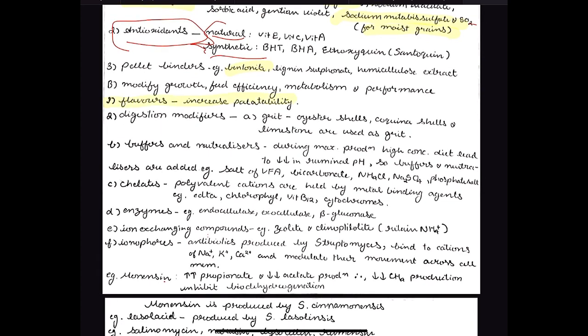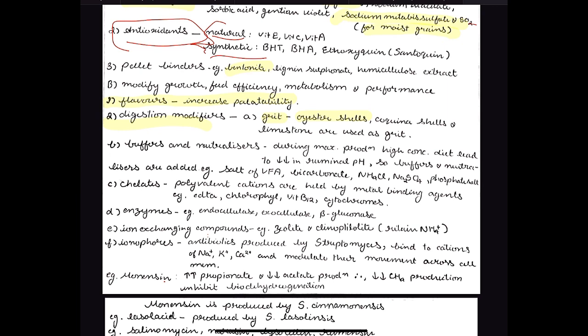Other than flavors, we have digestion modifiers. They affect digestion. Okay, how? So first we have grit. Grit are the substances which are present in the stomach for the grinding of the food. Okay, and the most important example is oyster shell. So oyster shell grit is used in layer feeding.